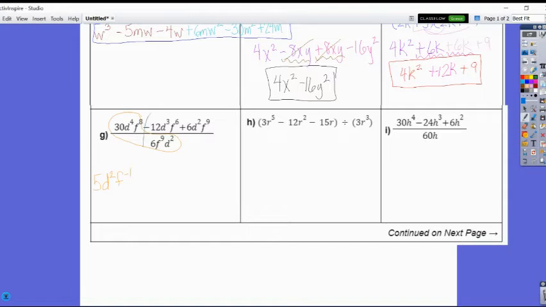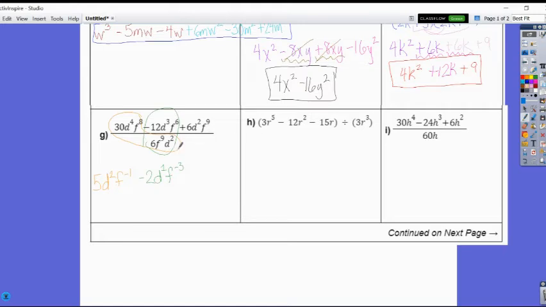So next term, we've got a negative 12 divided by a 6 for our coefficients. That's negative 2. My d to the 3 divided by that d to the 2. When you divide the variables, subtract the exponents. 3 minus 2 there makes it 1. And with those f's, f to the 6 divided by f to the 9. So 6 minus 9 is f to the negative 3.